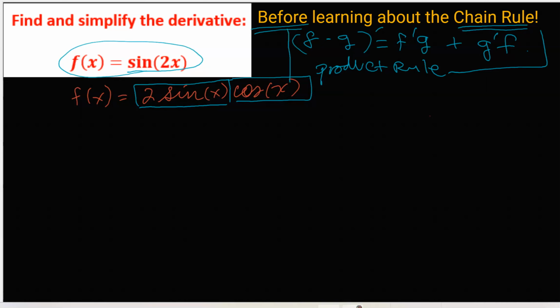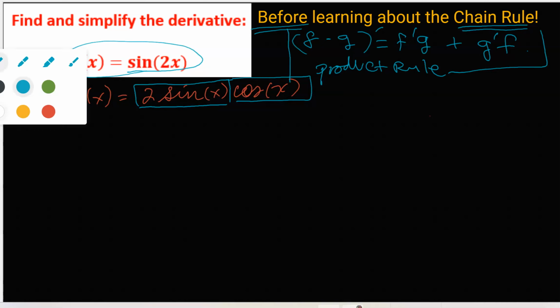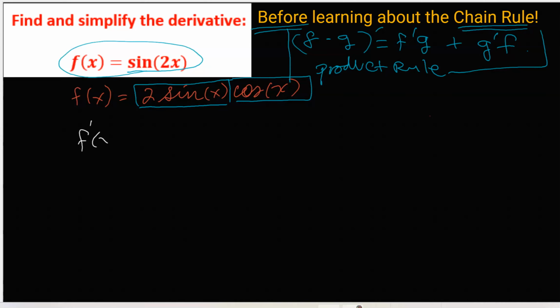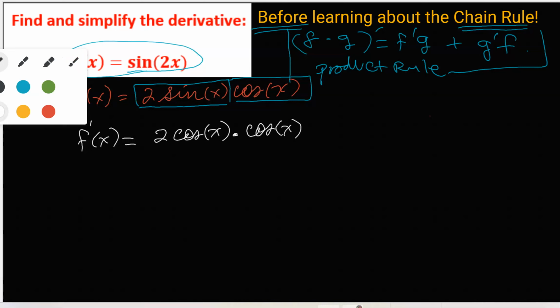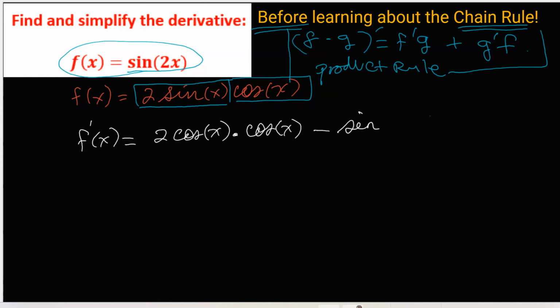Okay, so let's go ahead and apply that product rule. The derivative of f of x is the derivative of the first, which would be 2 cosine of x multiplied by the second, and that would be cosine of x, plus the derivative of the second, which would be the derivative of cosine, and the derivative of cosine is negative sine, so that plus now becomes a minus sine of x multiplied by the first, which would be 2 sine of x.